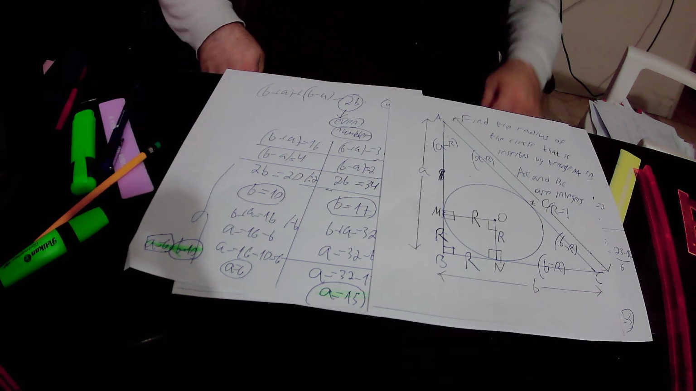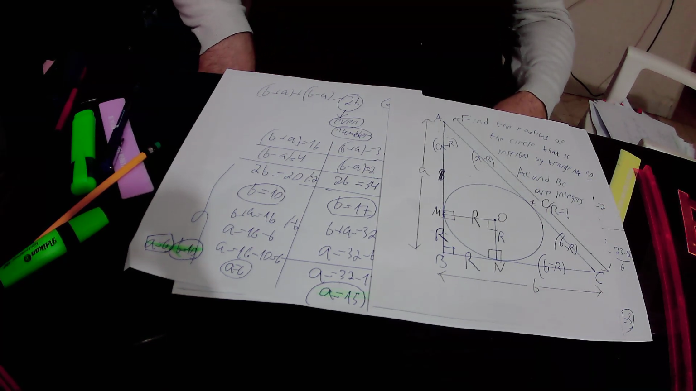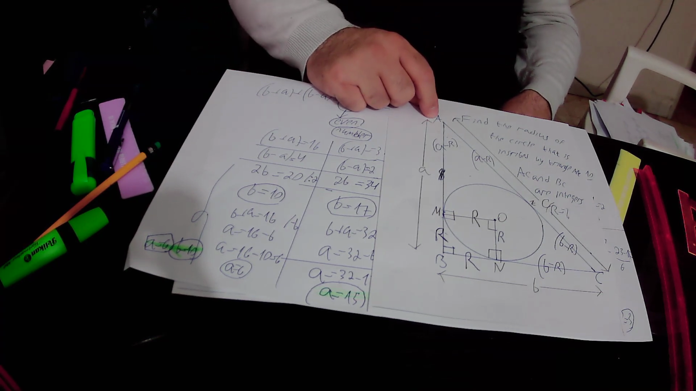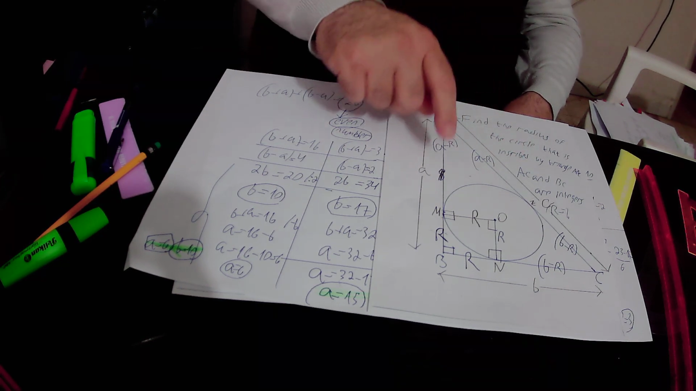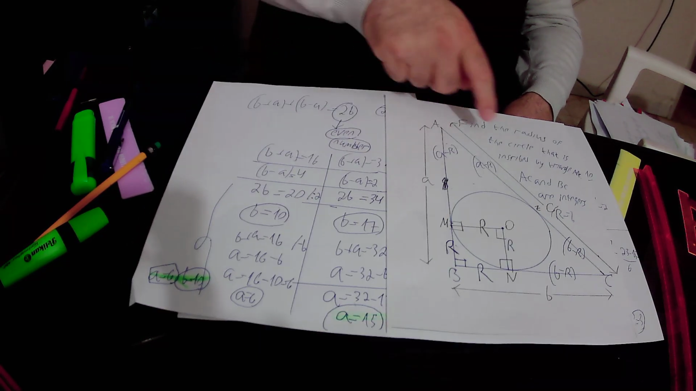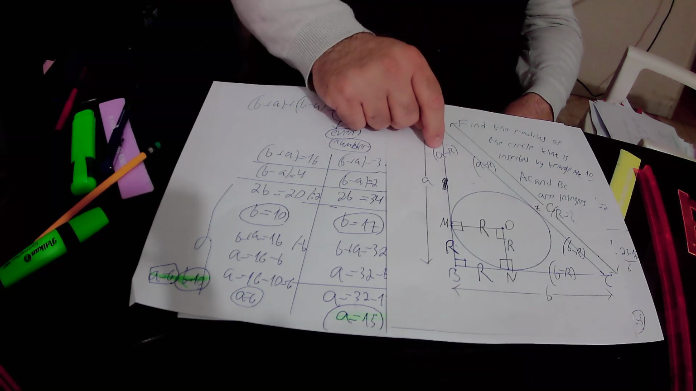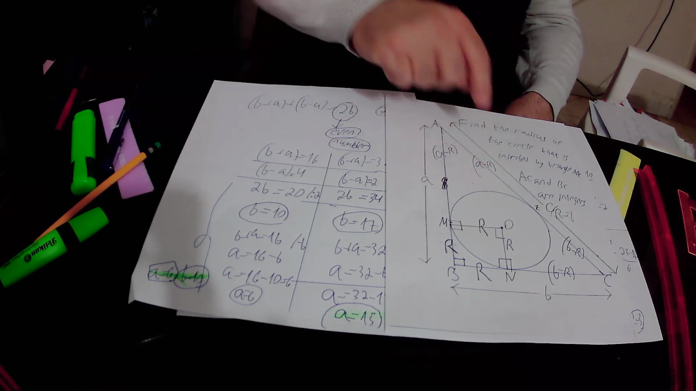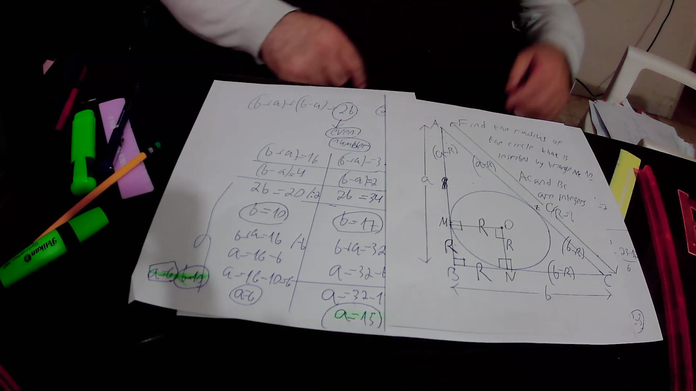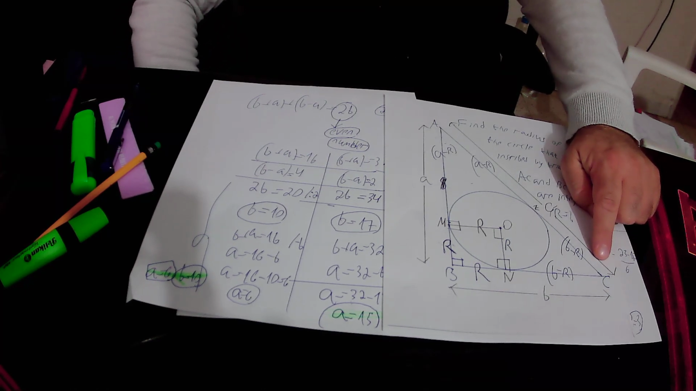Then I presented to you rule number 2. According to rule number 2, the lengths of two tangents from a common external point to a circle are equal. So if we focus on the common external point A, we have two tangents to this circle, tangent AM and tangent AZ. According to rule number 2, they are equal: AM equals AZ, but AM equals A minus R. We have already found that AM equals A minus R, therefore AZ must also equal A minus R.